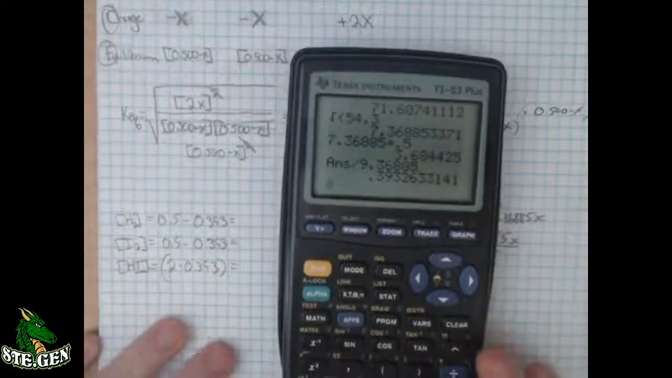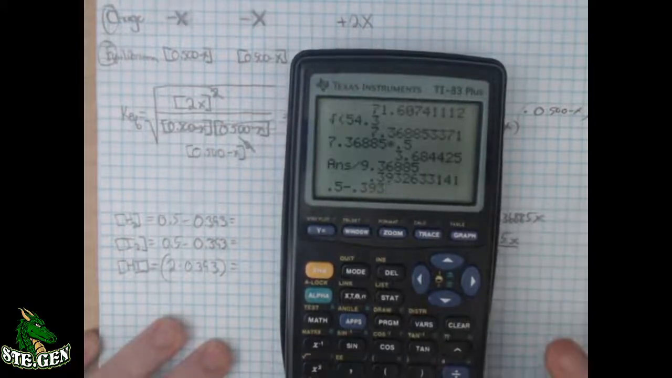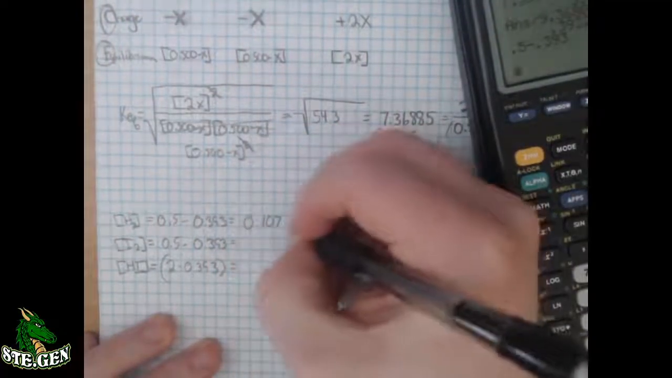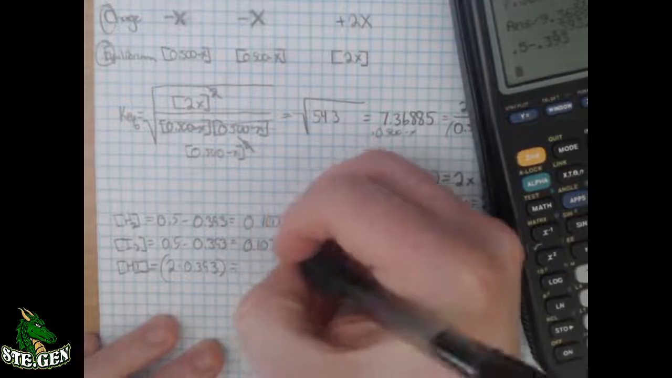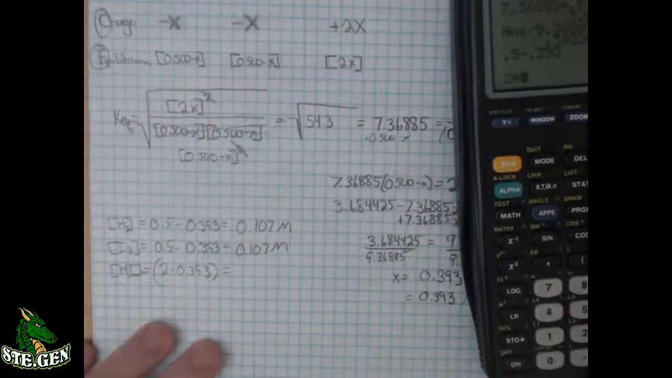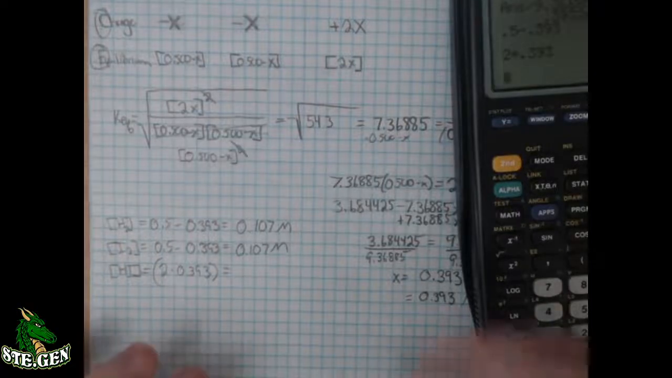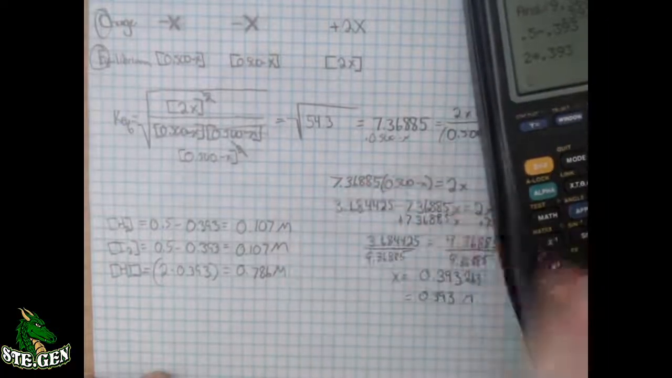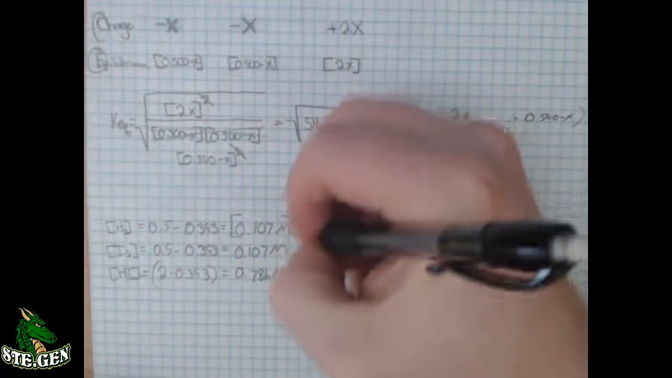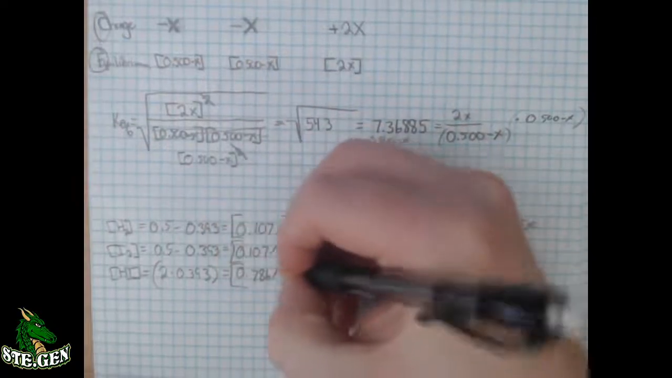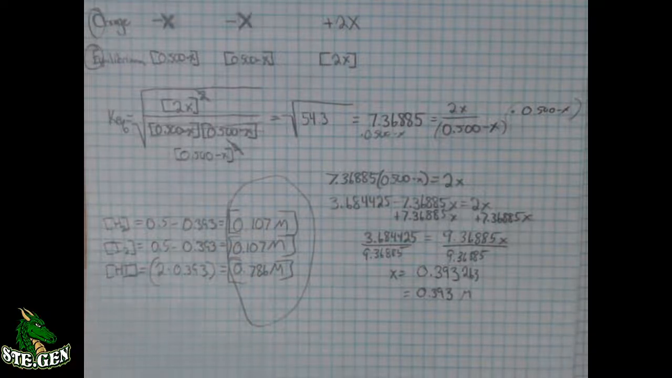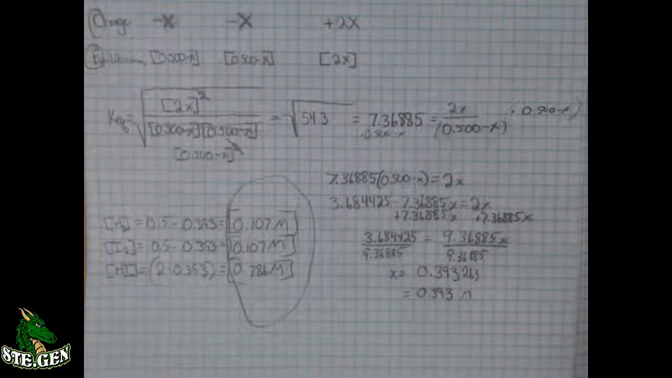So plugging all these in our calculator, just in case, because it's been a long day and I really don't trust myself to do this correctly, we get 0.107 molar, 0.107 molar, and then finally 2 times 0.393, 0.786 molar. So all of those values are our equilibrium concentrations of each of the components in this reaction.